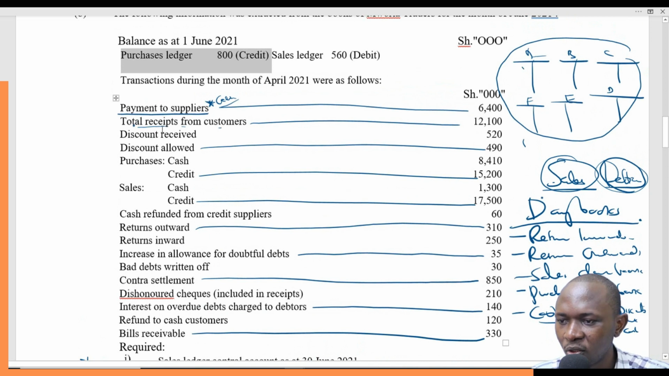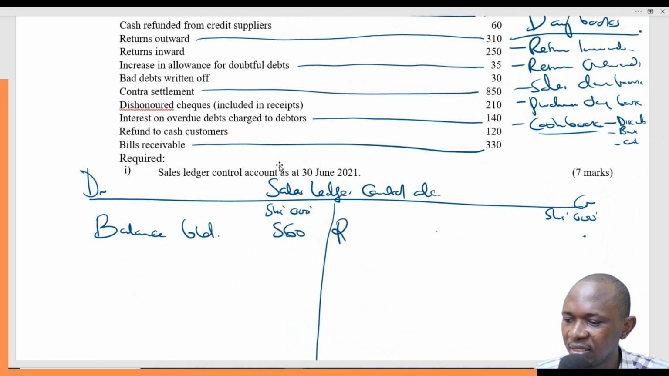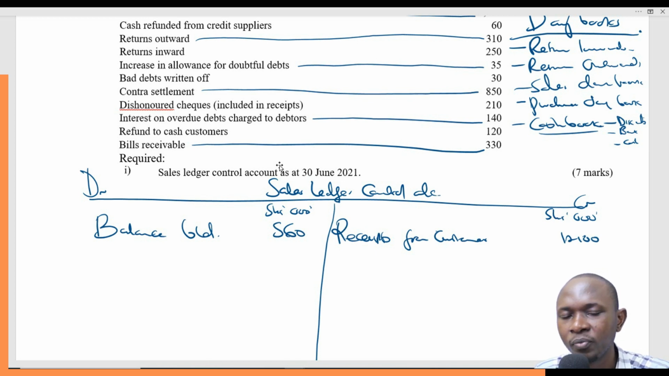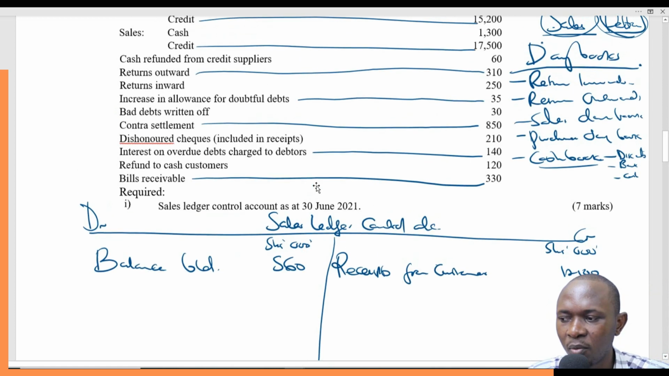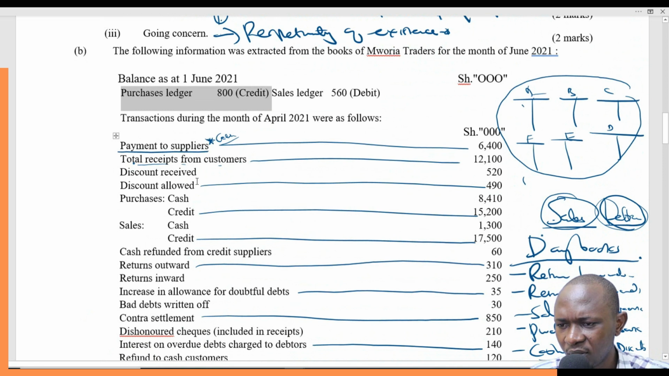So let's assume that. So total receipts from customers 12,100. So we'll simply come here and say receipts from customers. Of course, this one reduces the debtors. Receipts from customers 12,100. It would have been better if we had talked about receipts from accounts receivable, receipts from debtors. This can show that we had sold these goods to them on credit. So total receipts from customers 12,100.